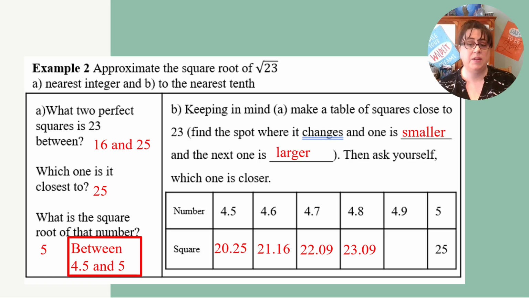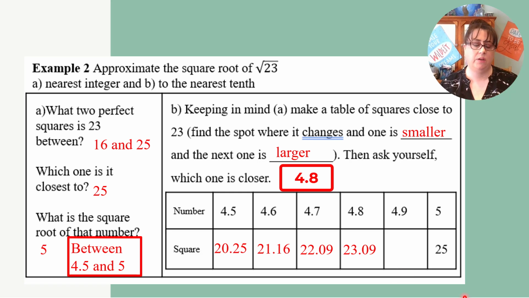4.8 times 4.8 is 23.04. Now that is the sweet spot. This is smaller and this is larger, which means I'm somewhere between 4.7 and 4.8. So now I'm going to ask myself, am I closer to 22.09 or 23.04? Well, 23 is closer to 23.04. And since it is closer to 23.04, my answer is 4.8.